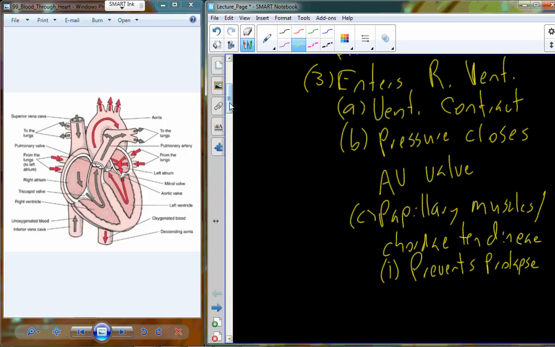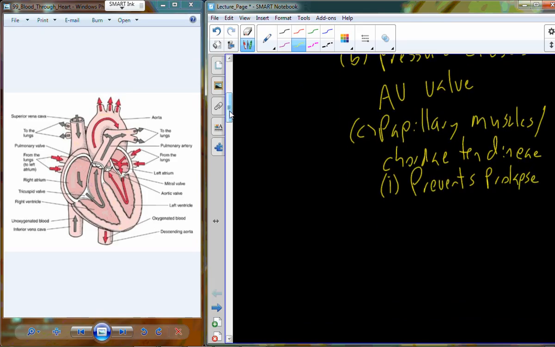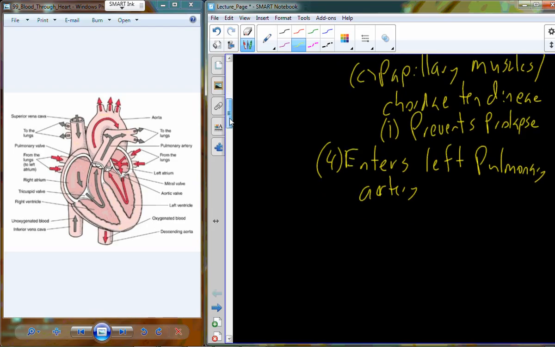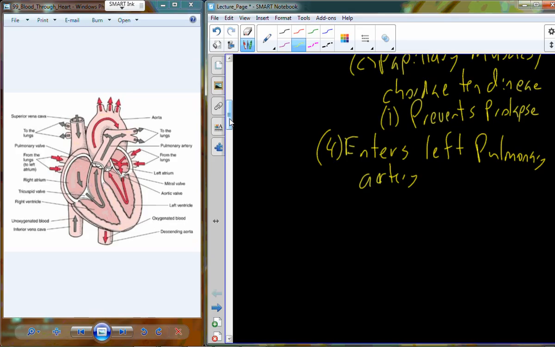Now, at the same time that this valve is being shut, there's a valve here that leads out into the pulmonary trunk. This is going to be the vessel that carries blood to the right and to the left lungs. This valve is going to be forced open to allow blood to leave the right ventricle and enter into the pulmonary circuit. This particular valve is called the pulmonary semilunar valve. It's a semilunar valve because it looks sort of like the moon. Semi, sort of moon, lunar, moon.